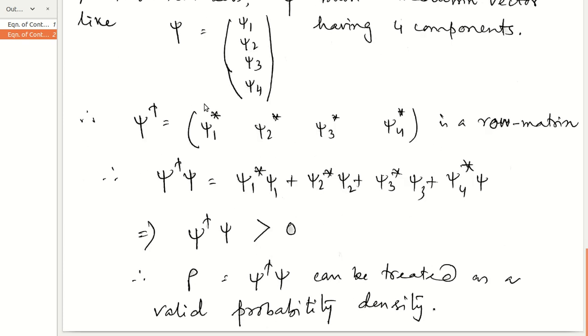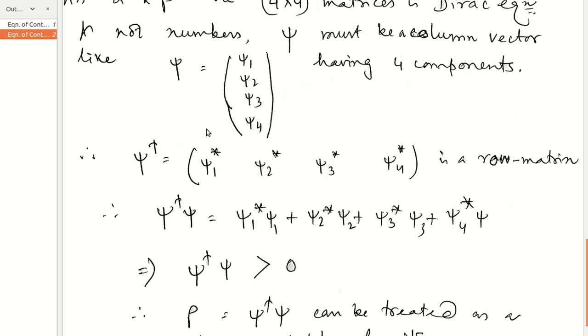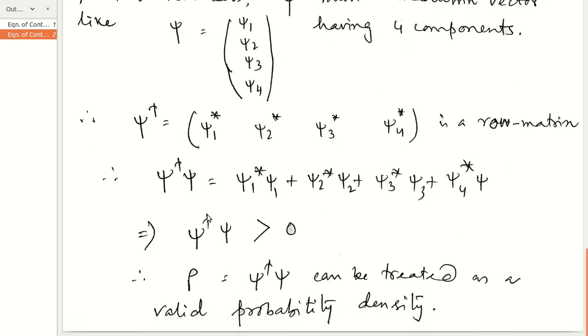So psi dagger must be a row vector having elements which are conjugates of the column vector, psi 1 star, psi 2 star, and so on. Hence you calculate psi dagger psi. It is psi 1 star psi 1, psi 2 star psi 2, psi 3 star psi 3, psi 4 star psi 4. There will be a psi 4 here; make a correction. All these are positive, and so psi dagger psi is greater than 0. So rho equal to psi dagger psi is definitely treated as a valid probability density.